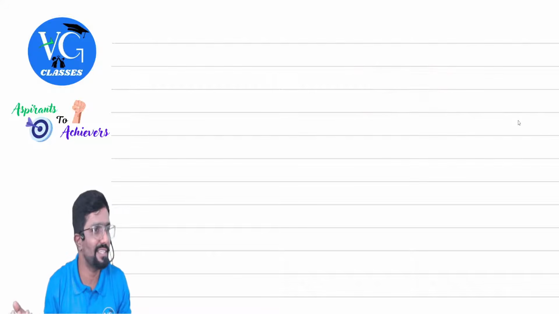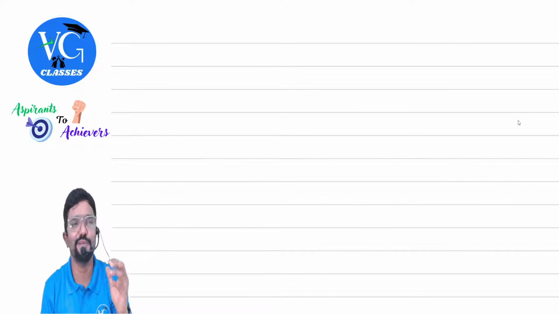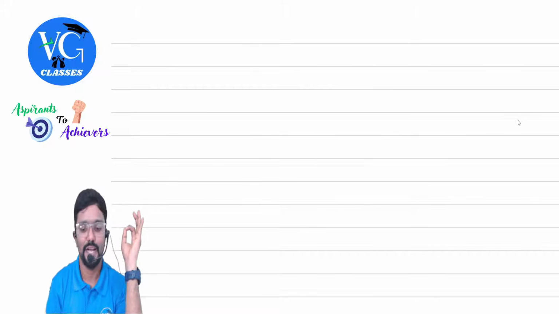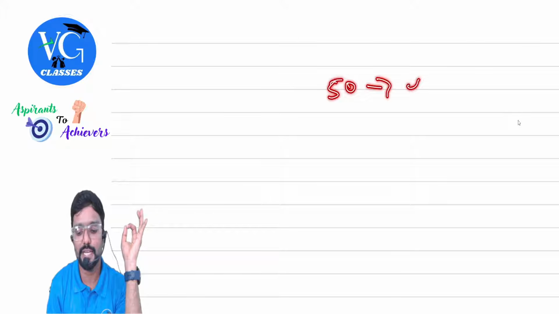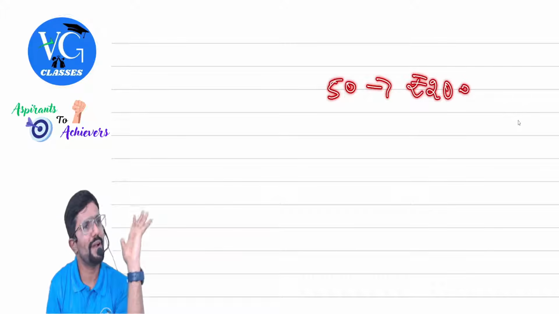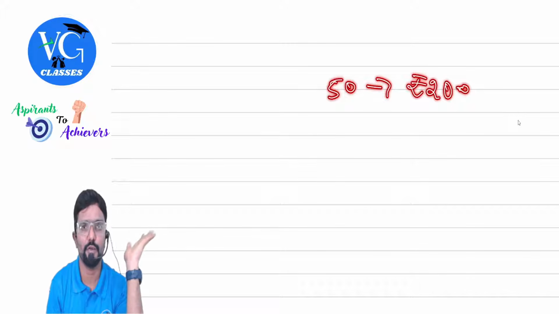Now in Karnataka, electricity is free up to certain units, but I'm just giving an example. Assume, guys, up to 50 units, they're charging 200 rupees. No matter how many units you consume, 10, 20, 30, 40, 50, you have to pay 200.